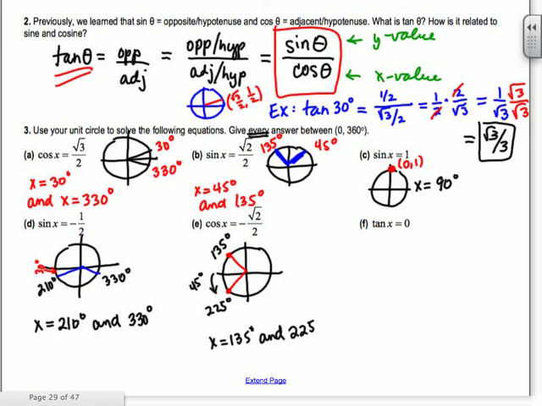So your two answers are 135 and 225. Did anybody get both D and E? Just Gabby? Karen? Two of you? Okay. Okay, anybody else stuck that has anything that they're confused on?